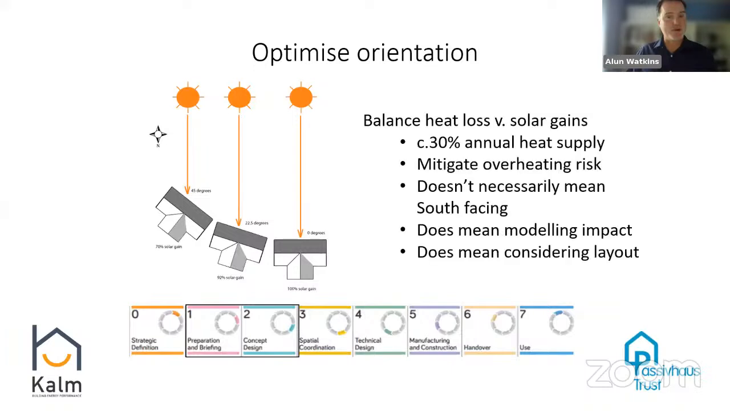What we're looking to do is balance heat loss and solar gains. We're really looking for about 30% of our annual heat demand to be supplied via solar gains through the windows. If we go much more than that, which is easy to do with lots of south-facing glass, then we're getting into territory where we're going to have overheating risks. So 30% is usually about the right level.